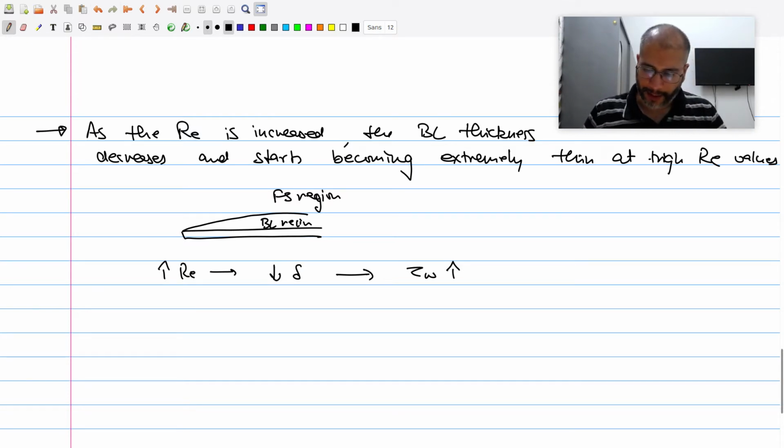And in fact, this estimation of delta, the boundary layer thickness, is going to tell us something about tau. The smaller the delta, the higher the wall shear stresses are going to be. So it's also important to figure out the delta thickness values.